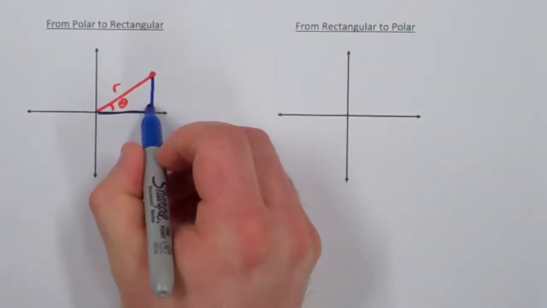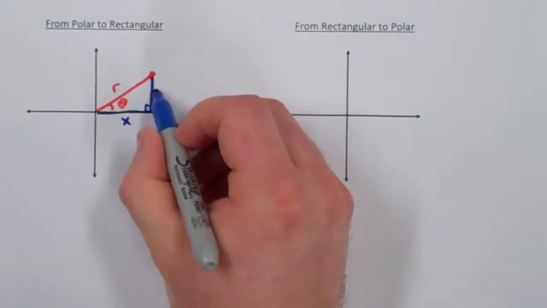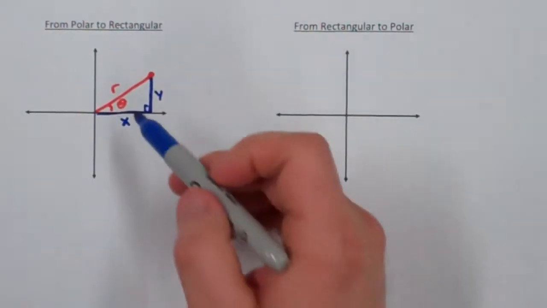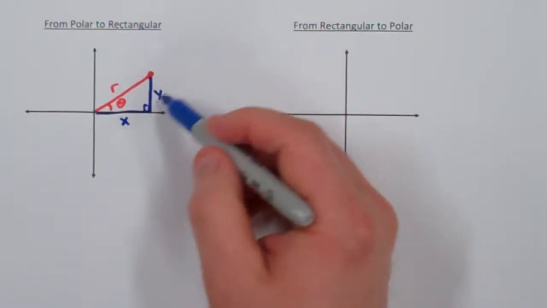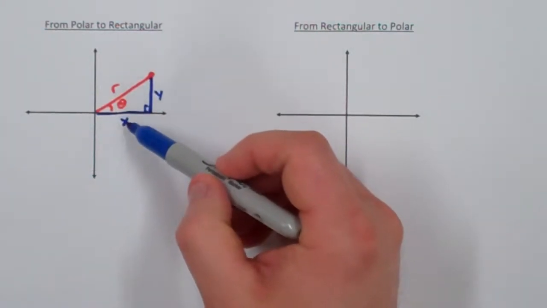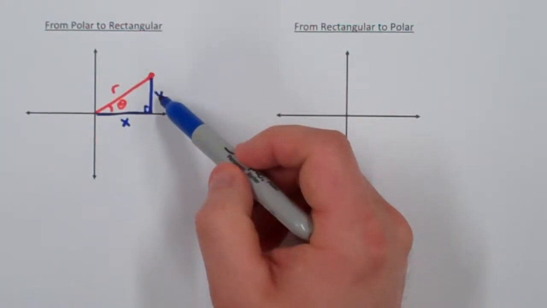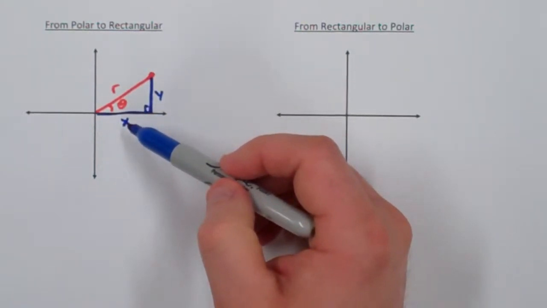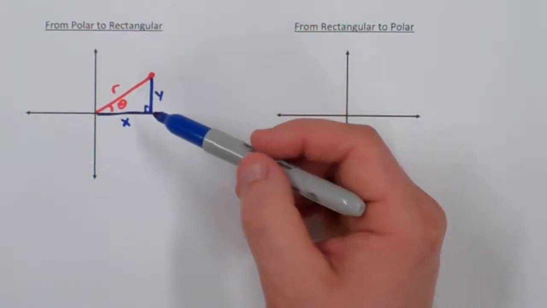So we're basically just forming a right triangle here. This distance is x and this distance is y. If we're given a point that's in polar, the stuff in orange, and we want to get the stuff in blue, the rectangular, we need a way of linking r and theta and x.